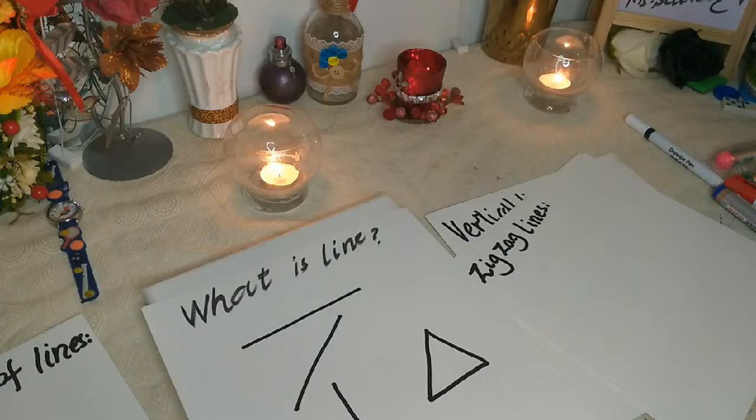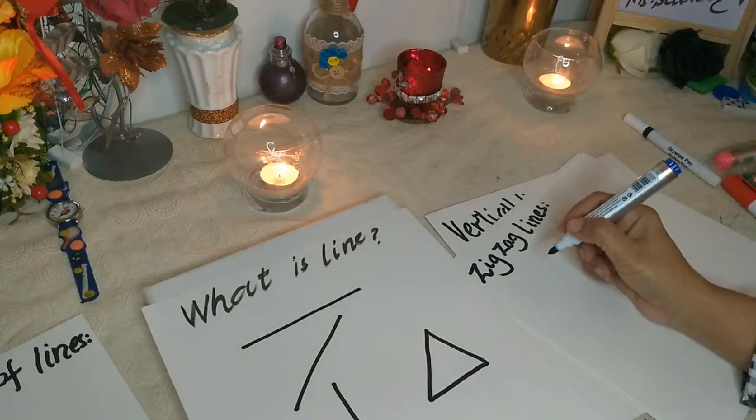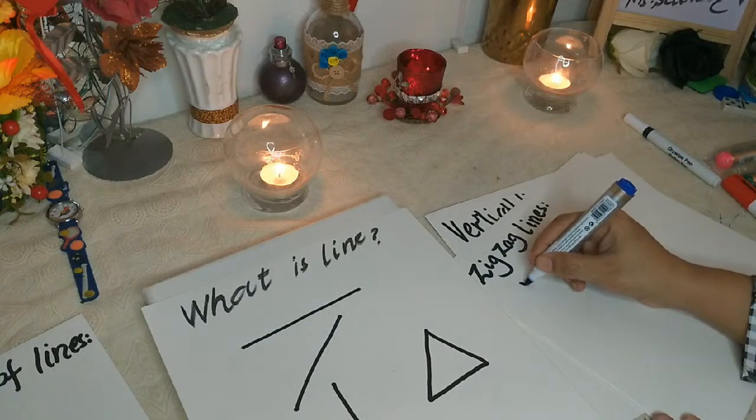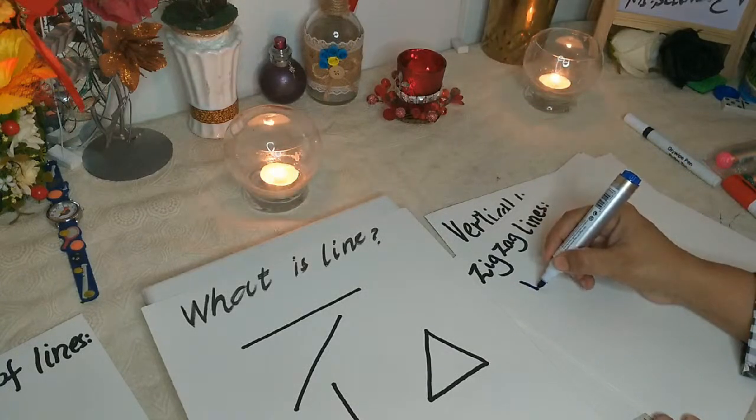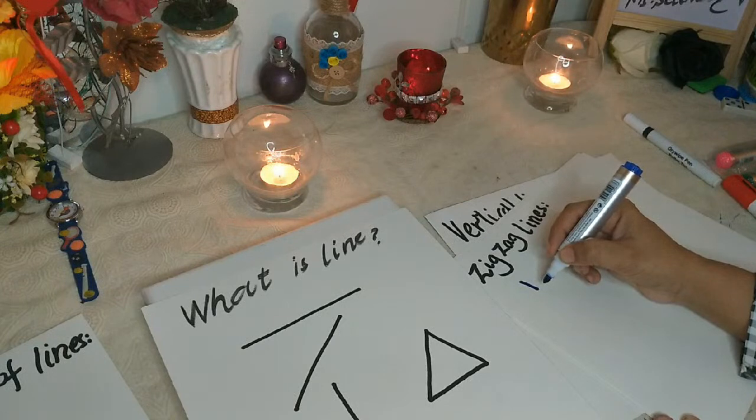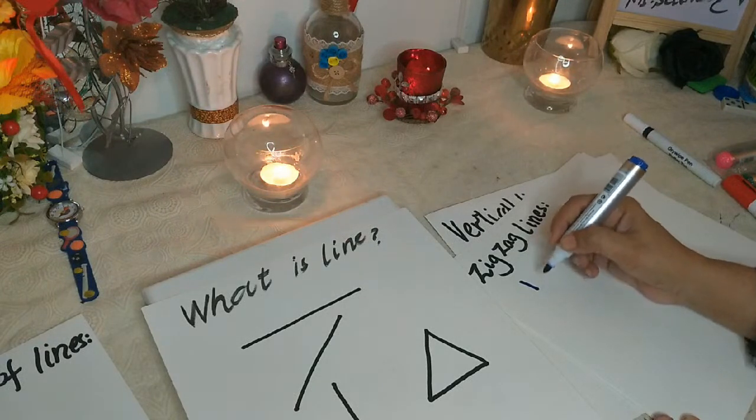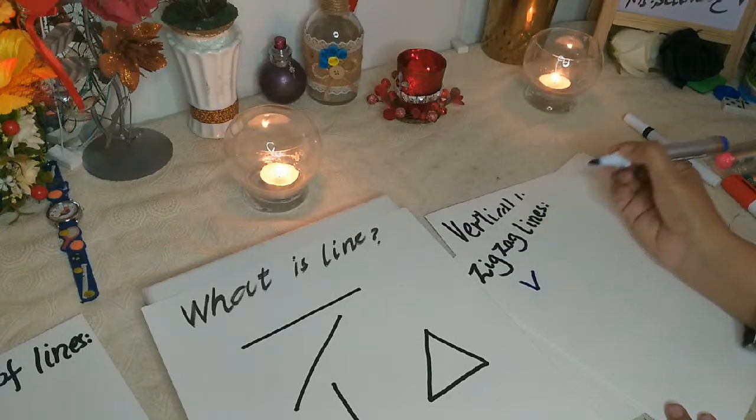Zigzag lines are a series of diagonal lines that join at ends. They can convey location, they can convey action and excitement as well as restlessness and anxiety. So how are we going to form the zigzag lines? Like I told you, these can be a series of diagonal lines in a joint form.